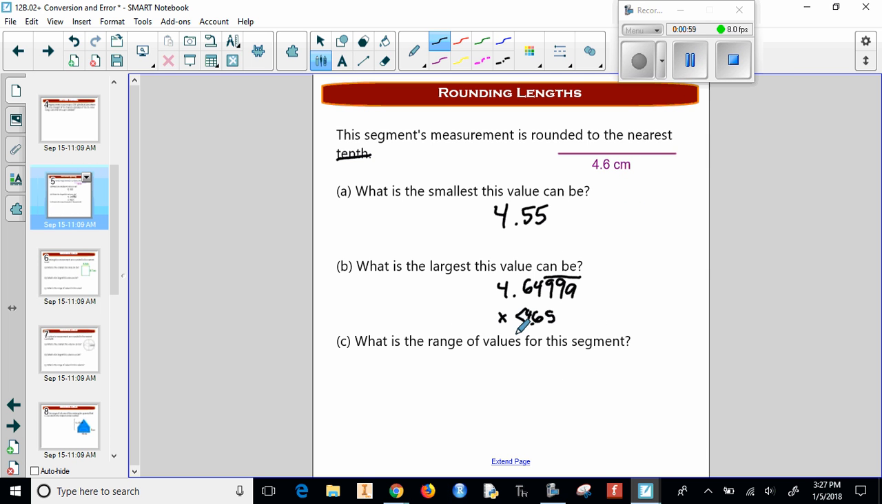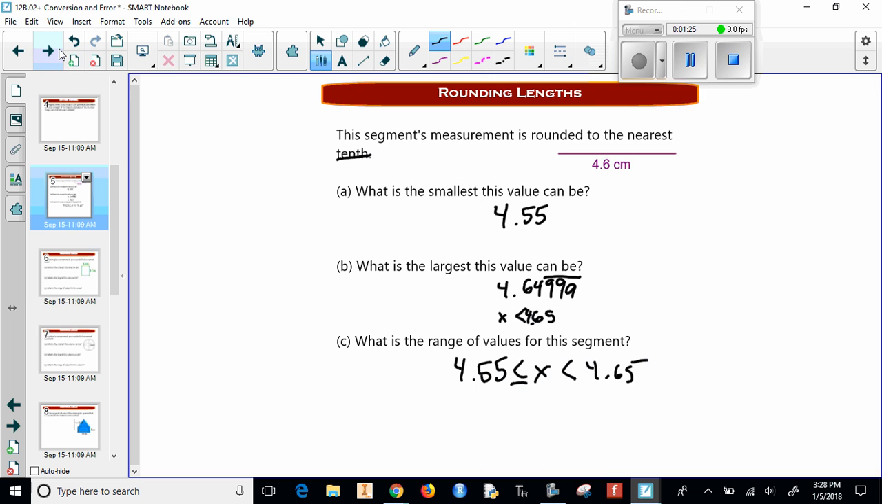So what is the range of values? I like to say that it's going to be greater than or equal to 4.55, or just x has to be less than 4.65. That's the range of possible values that this could be if we tell you that it's rounded to 4.6. That's the amount of error that is possible with just rounding one number.